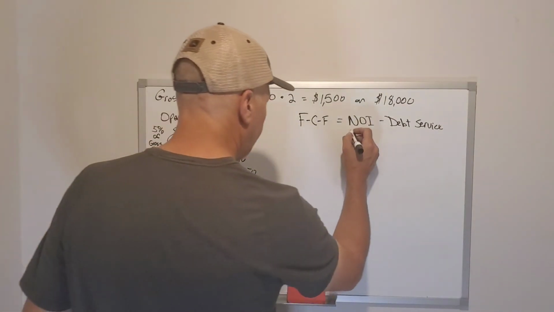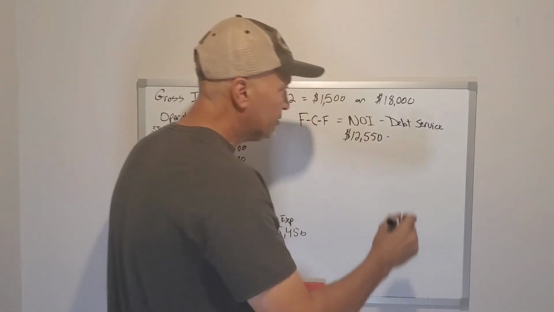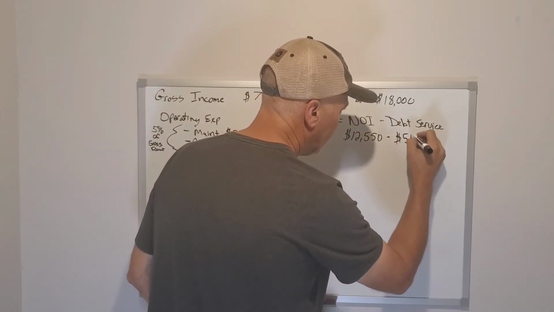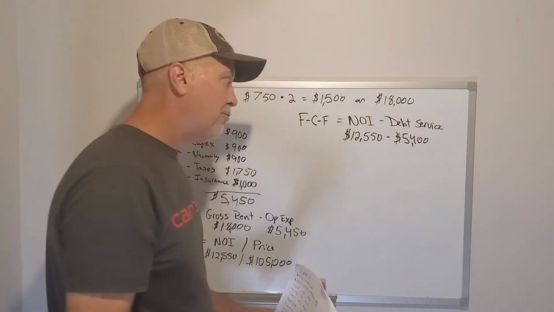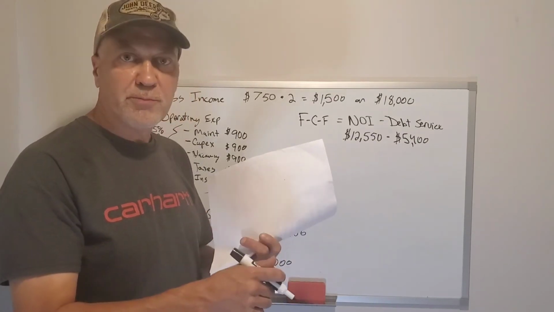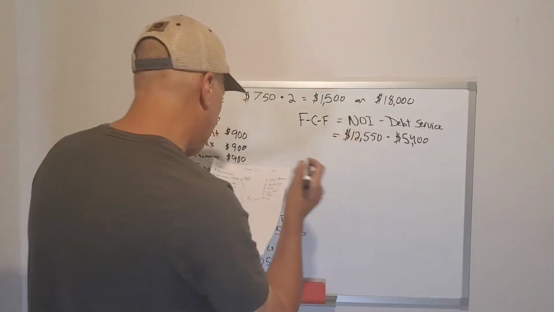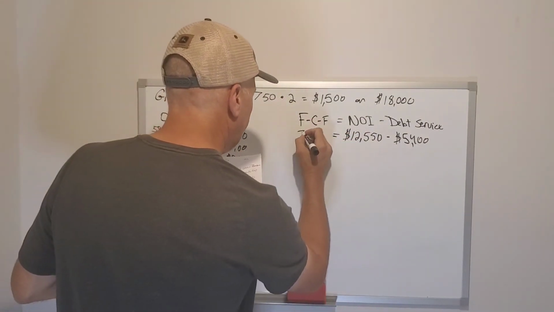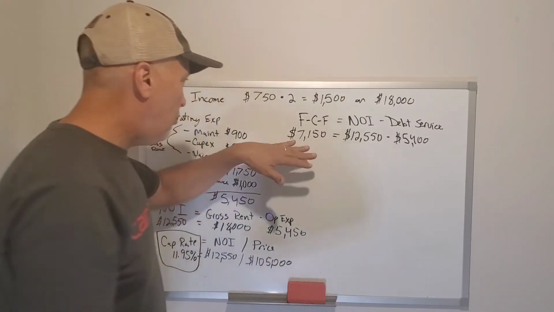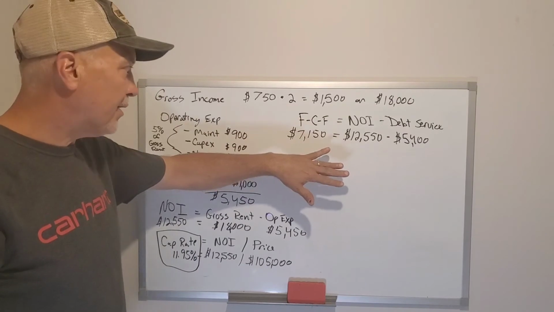So we know our NOI is $12,550, and we're going to minus the loan, the debt service of $5,400 a year. That's about a $450 a month payment. That's based on the loan I can get now, which is a 25-year amortization, 20% down at a 4% rate. So with that, your free cash flow now equals $7,150. So now with a loan, instead of putting $12,550 in our pocket, we're putting $7,150 in our pocket each year.